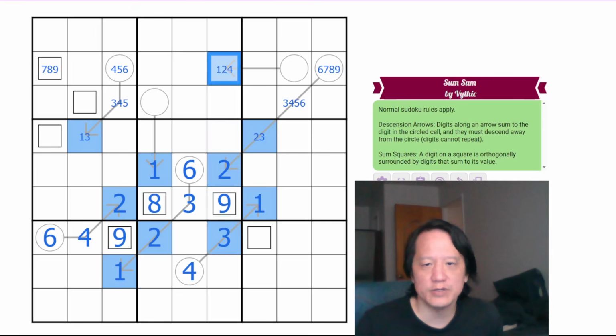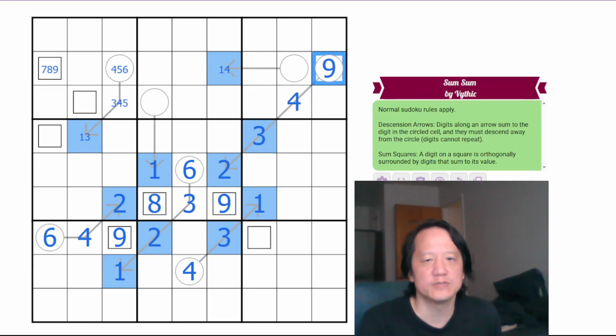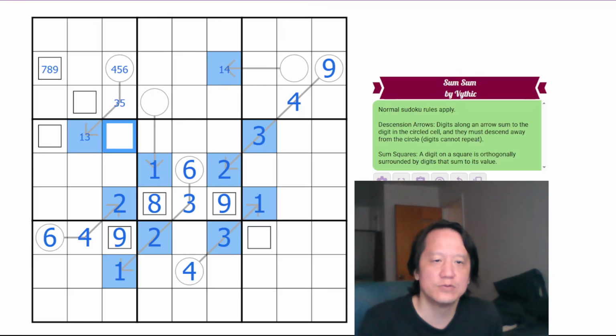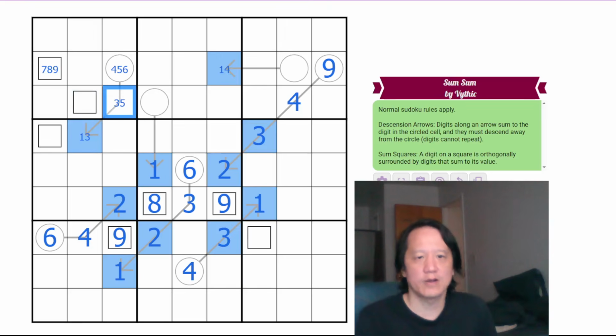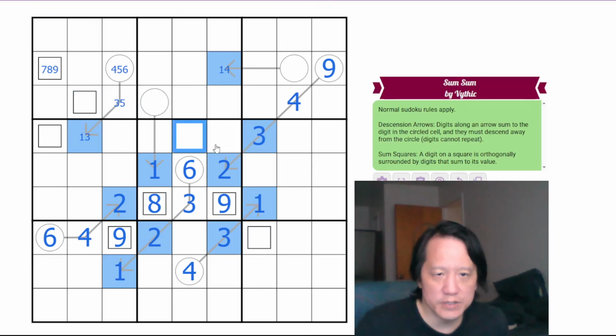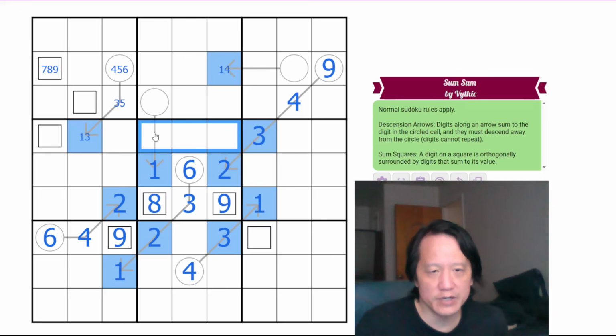So this can't be 2 here. This digit must be greater than 2, so it has to be 3. And this digit must be greater than 3, so this has to be 4, which adds up to 9. 4 eliminates 4 in the rest of the row. Which means the remaining digits in the central box are 4, 5, and 7.